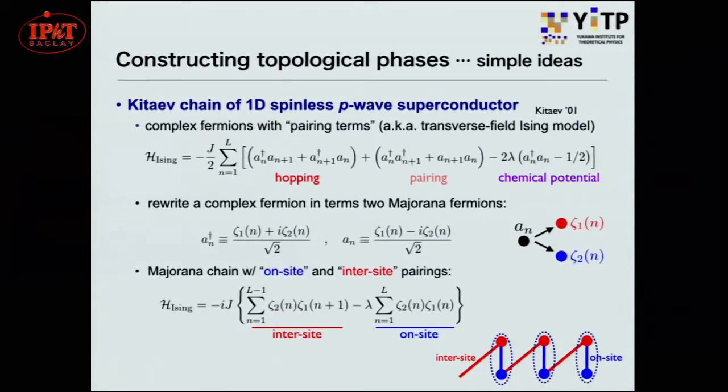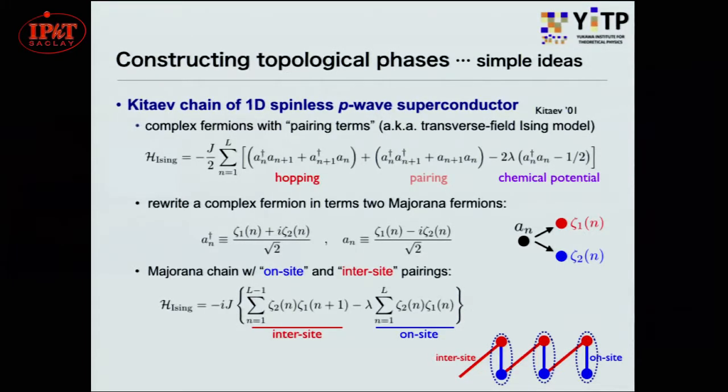So this is my Hamiltonian. We have a hopping term, we have a pairing term, and also we have a chemical potential term. This is a fermionic expression, but in principle, by using the Jordan-Wigner transformation, we can rewrite this Hamiltonian by using spin one half objects. Then we get the so-called transverse Ising model, which is very well known in the history of quantum magnetism.